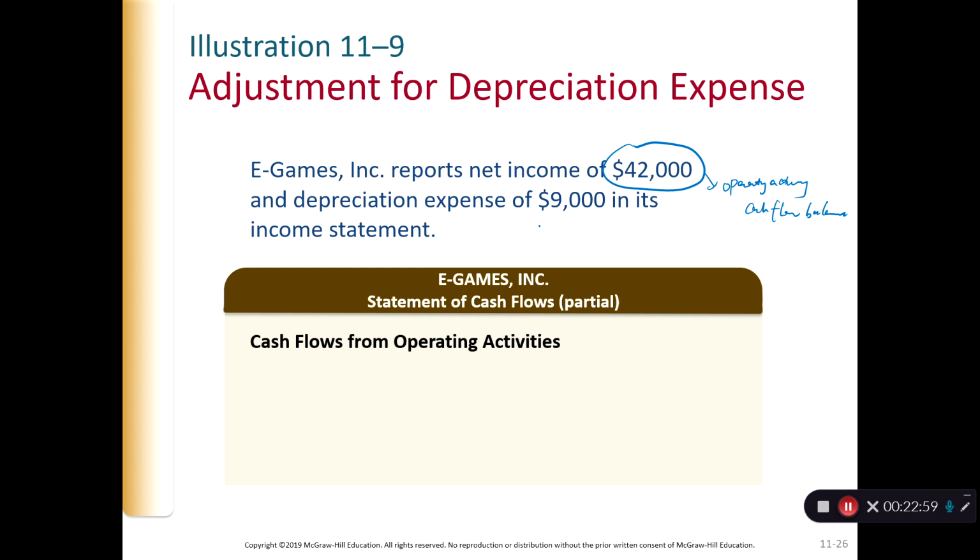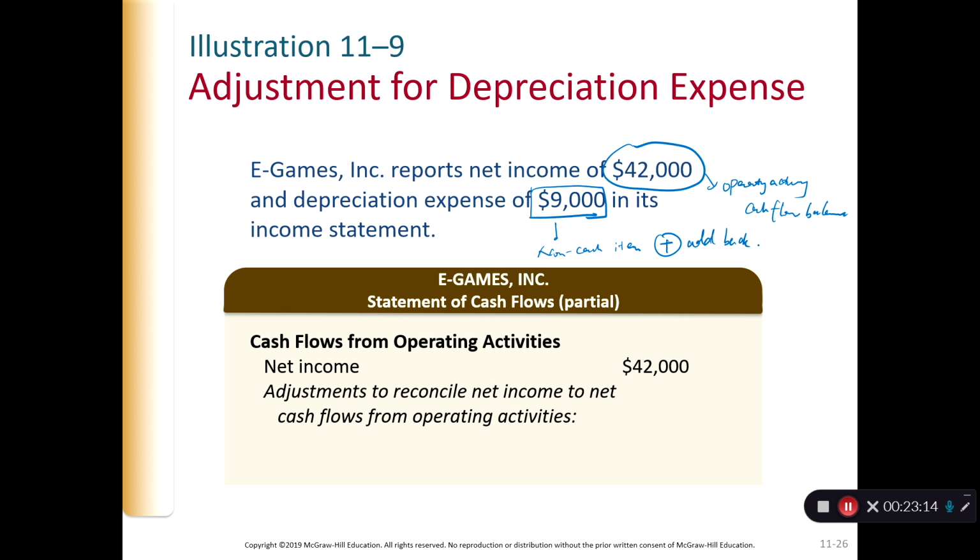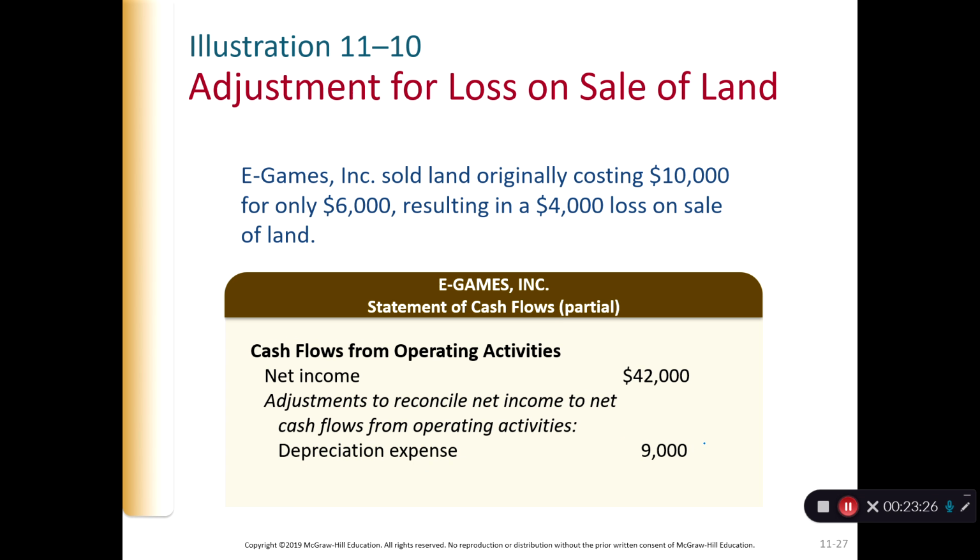And the depreciation expense of $9,000 is a non-cash item. So for a non-cash item, we want to add it back. Therefore, we're adjusting to reconcile net income to net cash flow from operating activity. We're adding $9,000 back because this is a non-cash item, right?